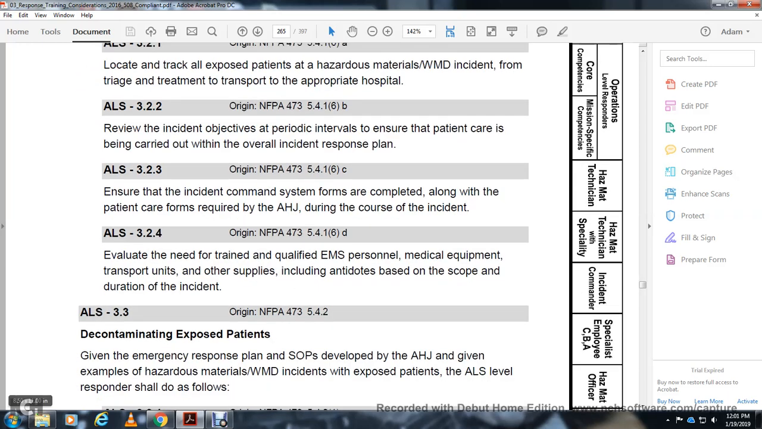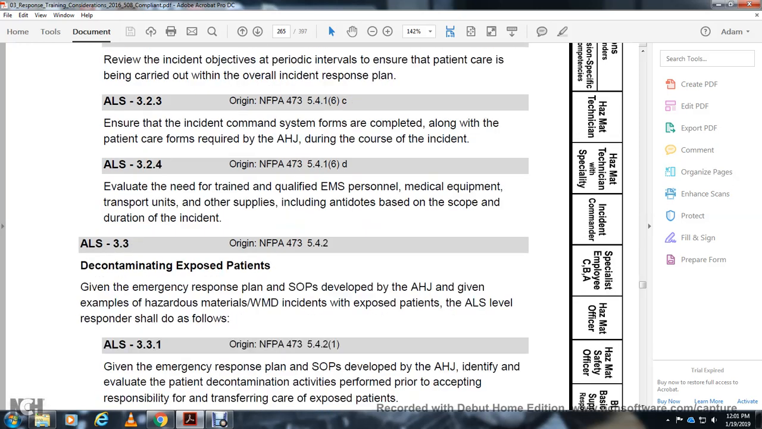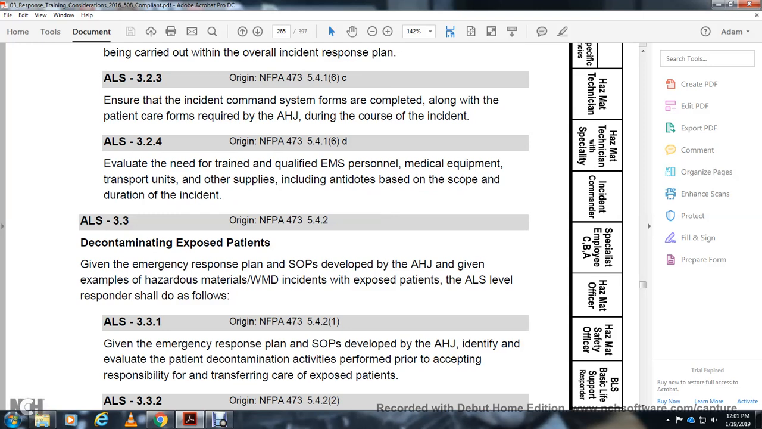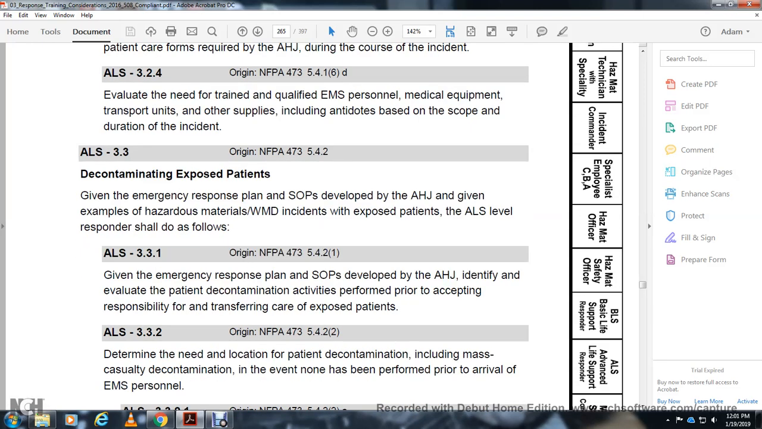Decontamination and exfoliation. Given the emergency response plan and standard operating procedure developed, and given an example of a hazardous materials weapon of mass destruction incident with a patient, the authority having jurisdiction, at the advanced life support level of response, shall evaluate the patient decontamination activity performed.